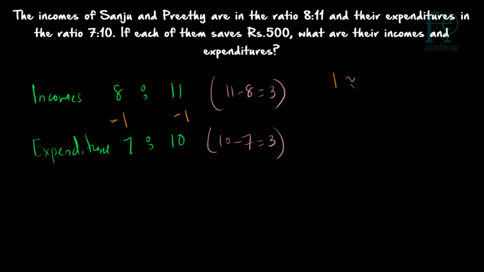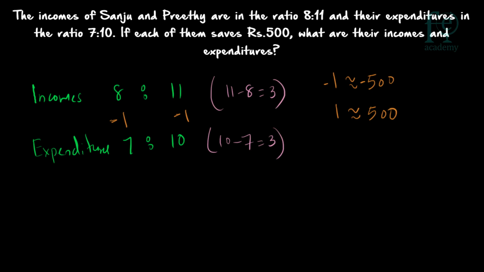This 1 is equivalent to 500. It is telling us each of them is saving rupees 500. So only minus 500. Income minus 500 will give you the expenditure, and the second income also minus 500 will give you the second expenditure. So minus 1 is equal to minus 500. Savings you have to subtract from income. So minus will come. So minus 1 is equivalent to minus 500, or 1 is equivalent to 500.